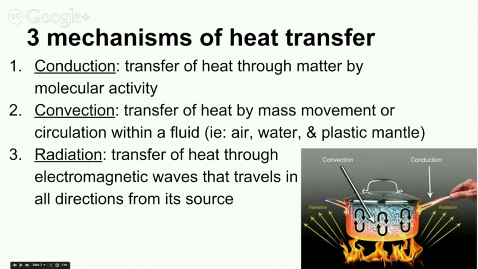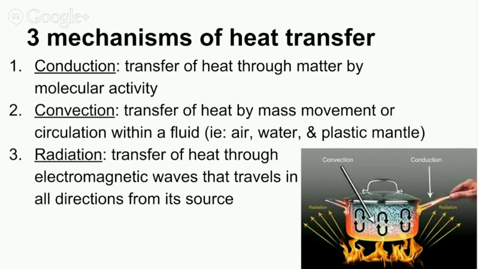The third type of heat transfer is radiation. This is the transfer of heat through electromagnetic waves that travels in all directions from its source. This one needs absolutely no medium to travel through. It can be transferred through the vacuum of space. So as we see down here in our little picture, we have our heat source, our fire, and that heat is radiating out in all different directions. This is how we get heat from the sun. And this is also how the energy that is re-emitted from Earth's surface gets sent out.